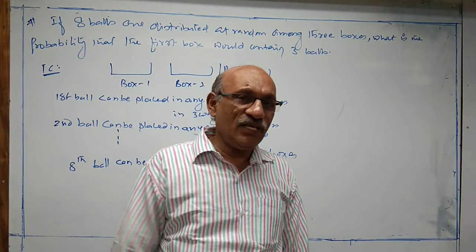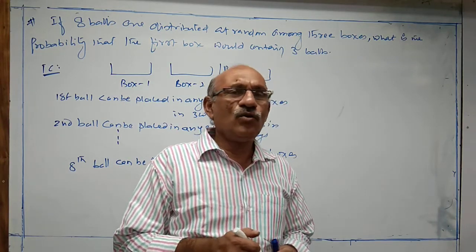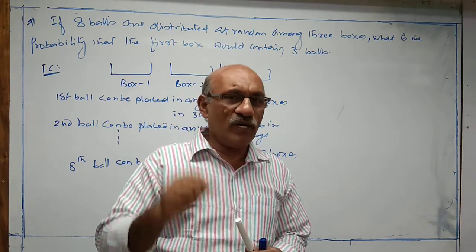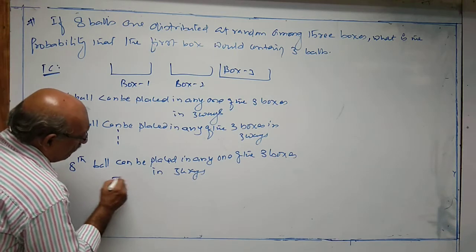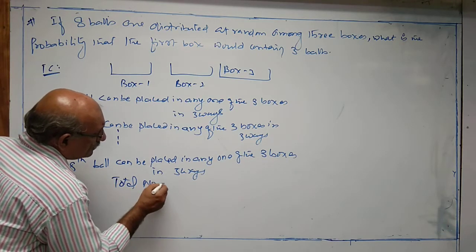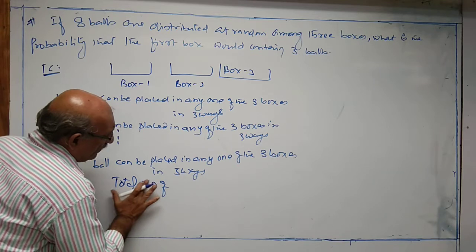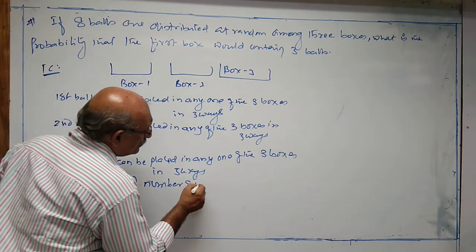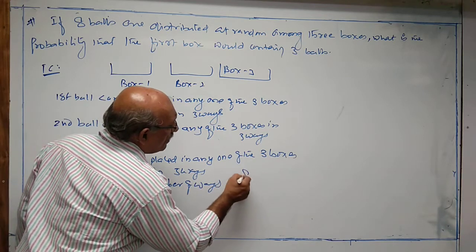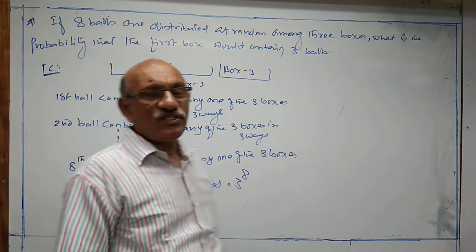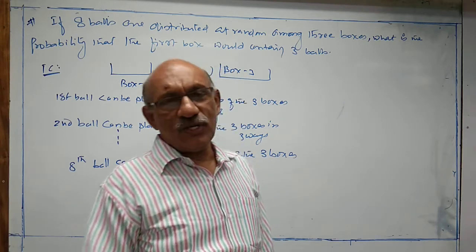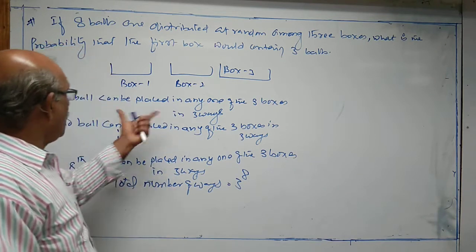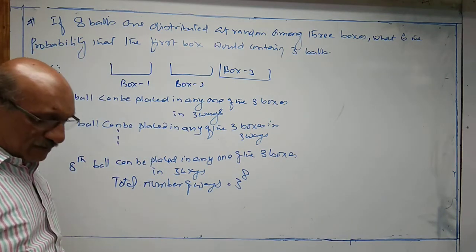For each ball you have 3 options, sir. You can put it in the first box, or in the second box, or in the third box. So the total number of ways is equal to 3 power 8. Each ball is having 3 options. So 8 balls are there, 3 power 8 will be the total number of cases. So the total number of cases are calculated.